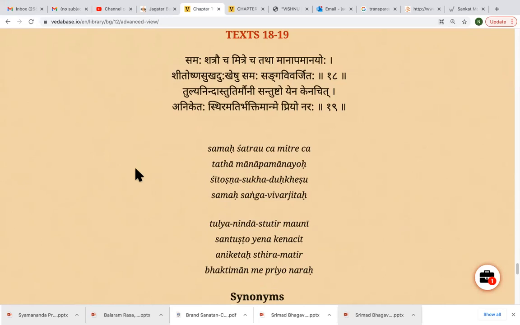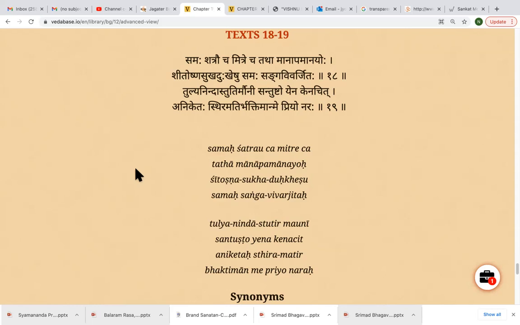Shitoshna sukha dukkheshu. So shita is a root word indicating cold, bitter cold, like the very harsh winters that we experience sometimes. So shita indicates the cold of the winter. Ushna is a Sanskrit word indicating heat or humidity. So when you combine Shita plus Ushna, it becomes Shitoshna. Sukha Dukkheshu. Sukha meaning happiness, Dukkha meaning sorrow or grief.